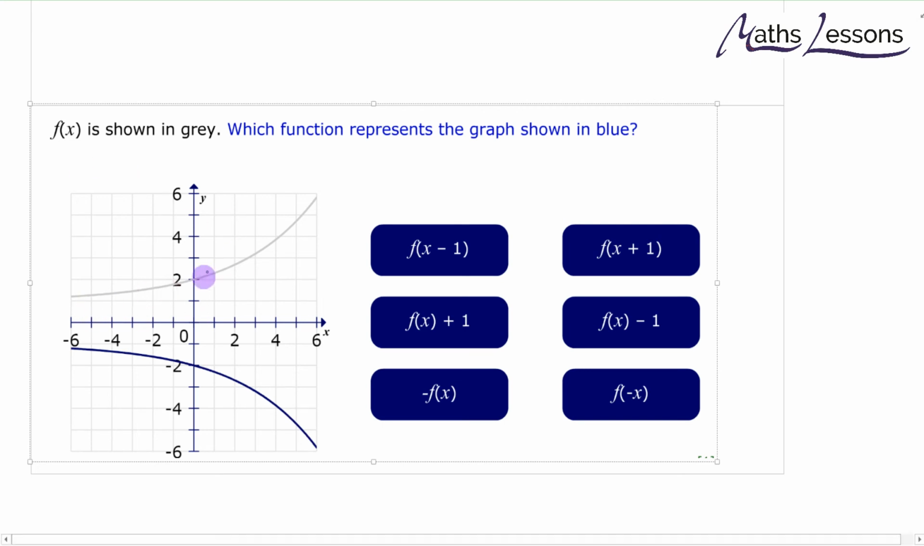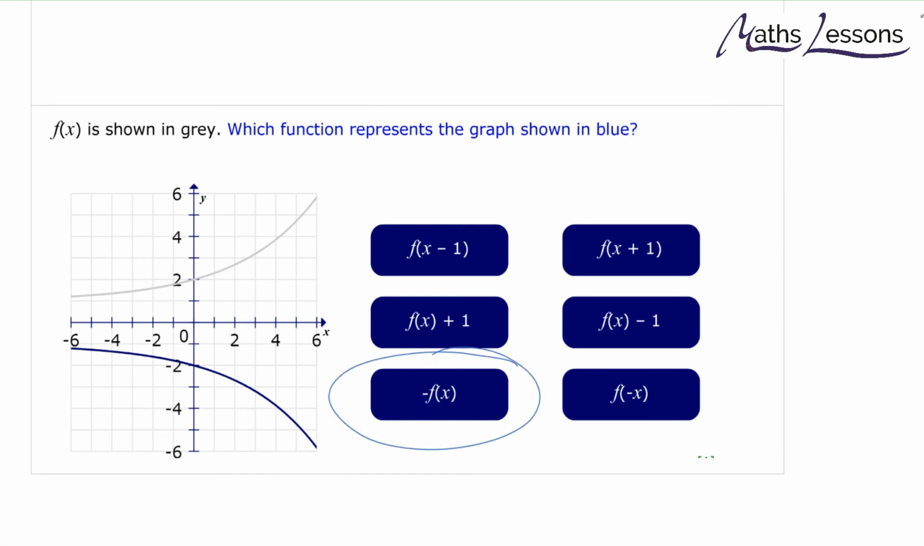Okay, so f of x is shown in grey, and we can see it's definitely a reflection in the x-axis. So therefore it's a movement in the y direction, so the thing happens outside the function, so it's minus f of x.